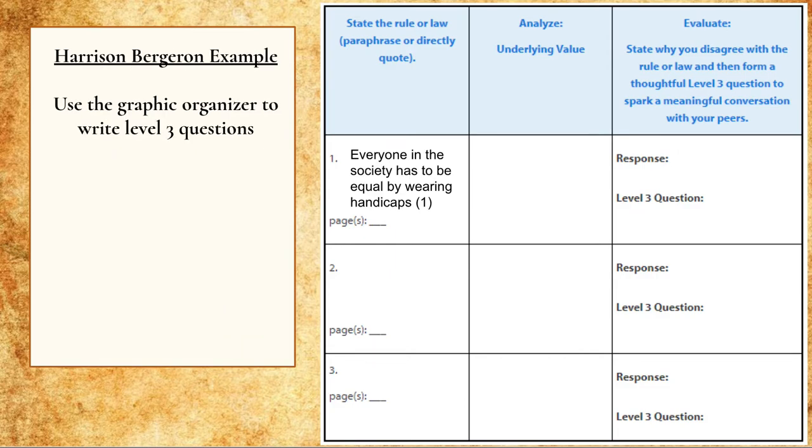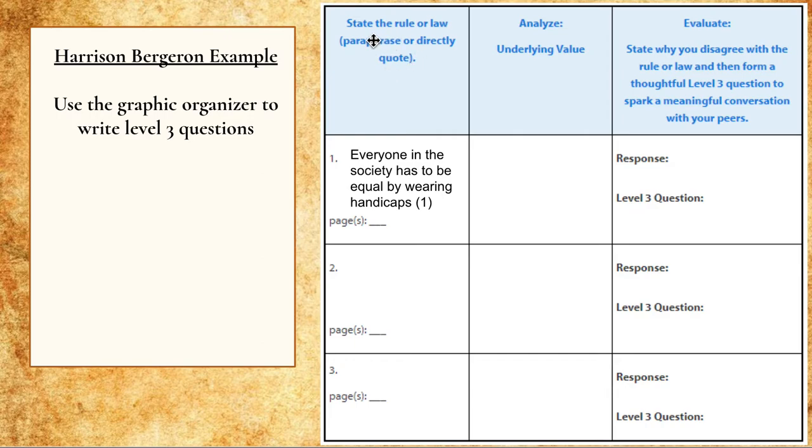Alright, sailor, now that you have this graphic organizer in your notebook, here's an example. We're going to fill this out using Harrison Bergeron as an example. So what you do in this leftmost column is you have to state the rule or law. There are several rules or laws we're seeing in The Giver. We're going to use Harrison Bergeron as an example again. And you can just paraphrase or directly quote, either one, what it is.